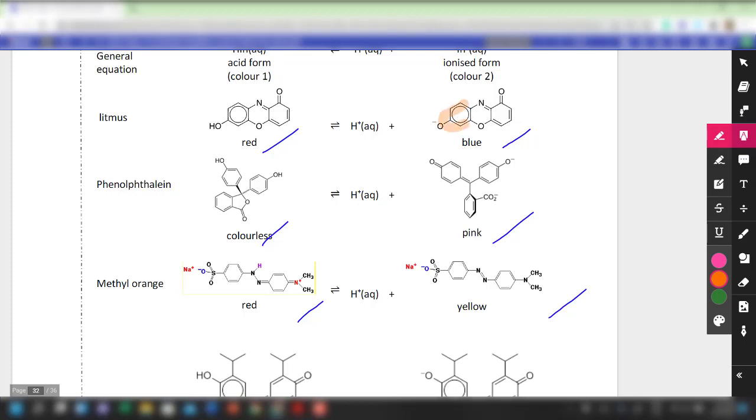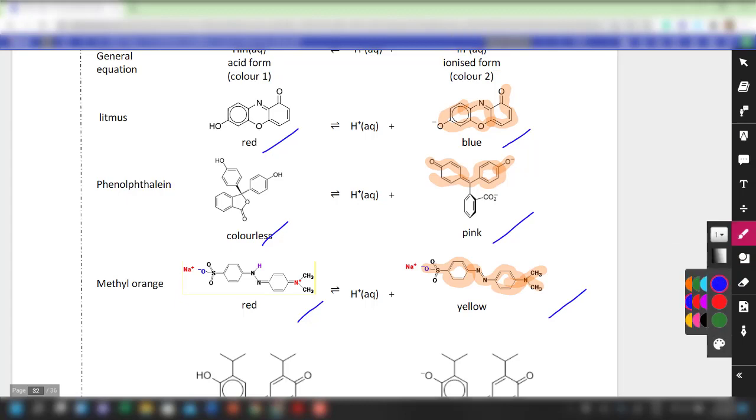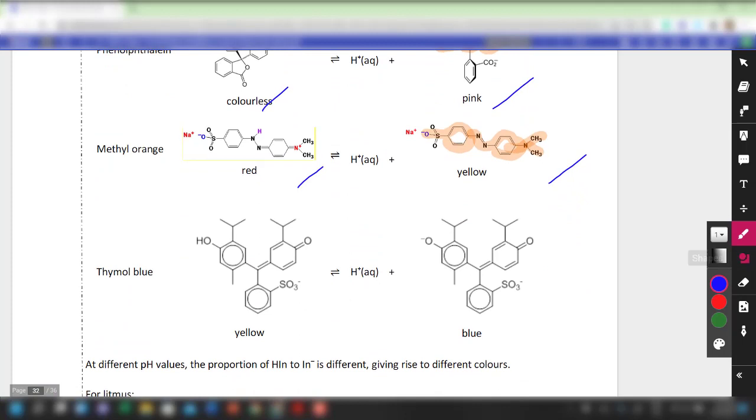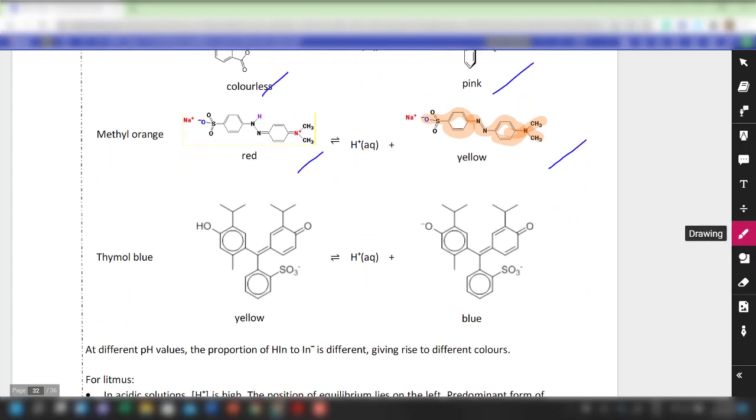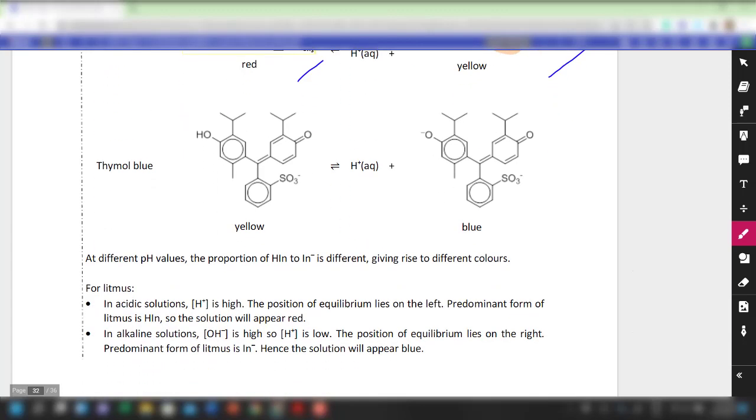You can see that this portion is flat, so there's some form of extended conjugation. For example, when it's pink, the extended conjugation goes from here to here, and in this case it goes from here all the way to the end. But this is not required for your complete understanding for H2, so I don't think you need to be too worried about that. If you are really interested, you can read more about it and you will gain a lot more. If not, you can ask me for discussion during tutorials.